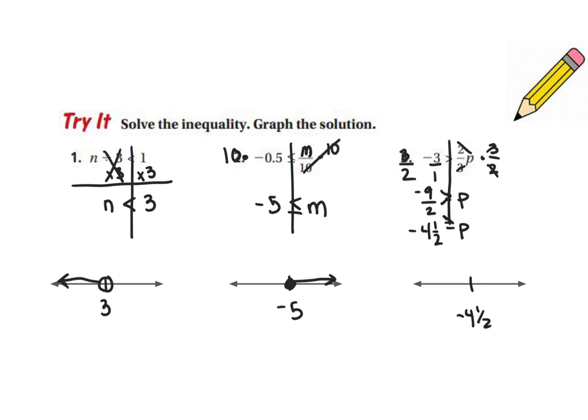Oh, and I got to change those. It's not equal, it's less than. I apologize for that. And then, let's see, p is less than, so an open circle to the left.